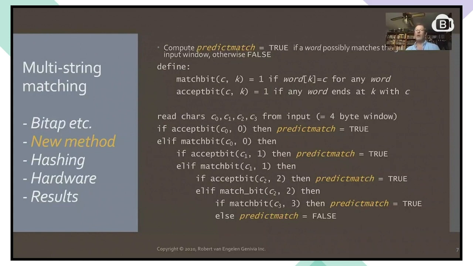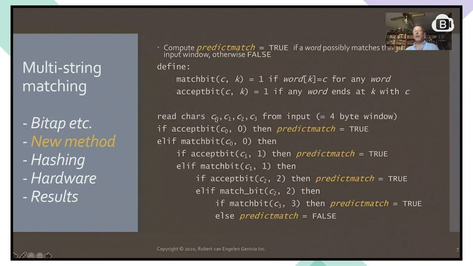Again, there's no correlation between the characters. It's just a simple check. Accept bit is the same as match bit, but it's only true if any word ends at K with character C. So for example, if we have the word "the", then the letter E, the last letter, at offset 2 is the last letter of "the". So we don't care what comes after "the", because we have a potential match, right? Okay, so now with these 2 functions, we can use them to predict a match, right?